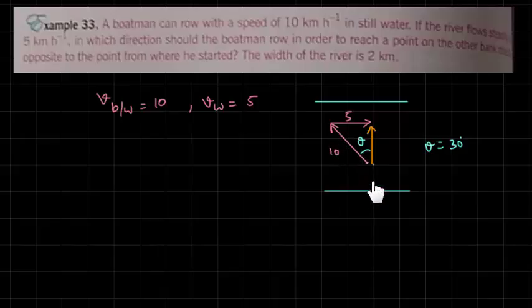He wants to reach just the opposite corner, so his final velocity should be vertical. So it will be the vector sum of its own velocity plus the velocity of water. So it is 10, this is 5, so it should be something like this. So vector sum of these two velocities will be perpendicular to the flow of water. So if this is theta, then sin theta will be 5 upon 10. So theta is sin inverse 5 by 10, sin inverse half, which is 30 degrees.